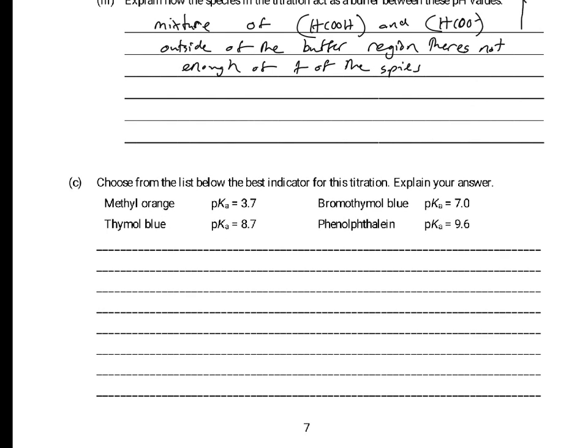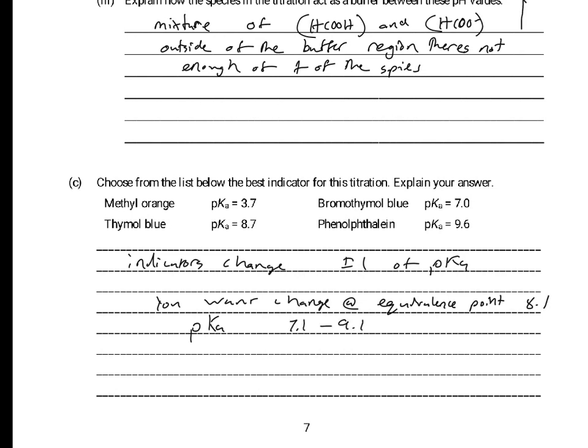Alright, lucky last C, choose from the list below, the best indicator for this titration. So indicators change at plus or minus 1 of the pKa. So you want the change at the equivalence point, which is 8.1 in this particular case. So you want the pKa to be between 7.1 to 9.1, and in this particular case, thymol blue ticks that box.